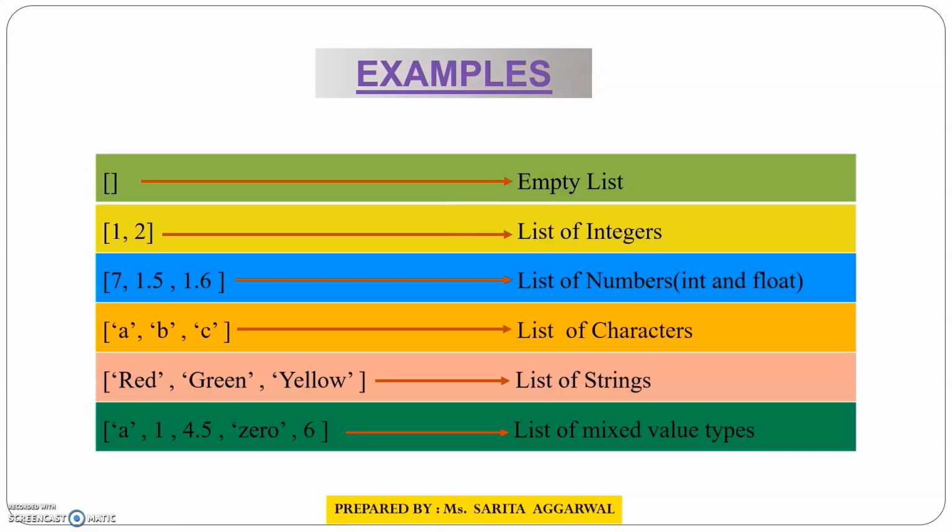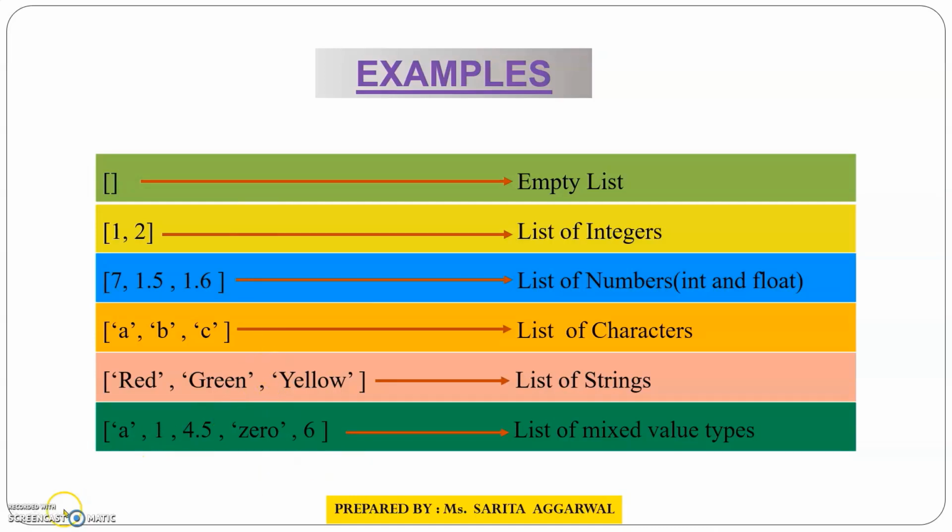Here are some examples of list. First, you can see there is no element in this list, so it is an empty list. In the next one, there are two elements and both the elements are of integer type, so it is a list of integers. In the next, there are three elements in which the first element is integer type and the other two elements are of float type, so it is a list of numbers. Next one has three elements and all these elements are characters, or you can say a string with a single character, so it is a list of characters.